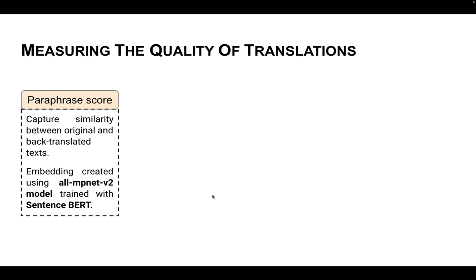To measure the quality of translations, we employ multiple metrics. One is human and the other three are automatic.